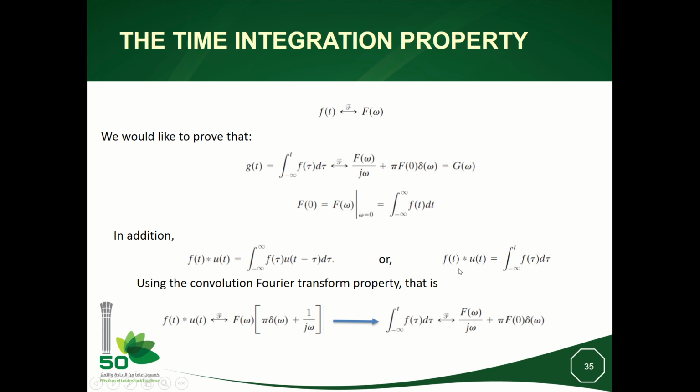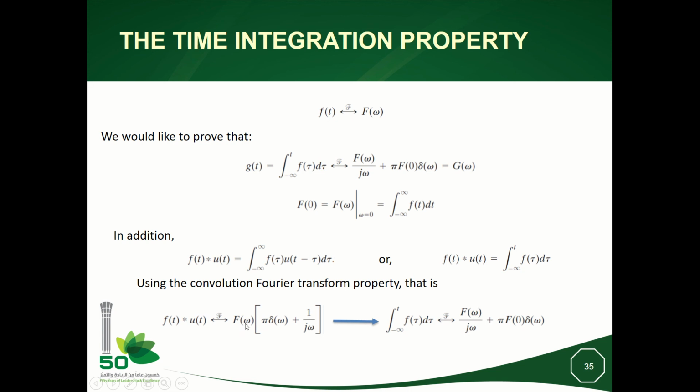And we know that the Fourier transform of the convolution is the product of the Fourier transform of f(t) times the Fourier transform of u(t). And this is what we are seeing here. So convolution in time results in multiplication of the two spectrums in the frequency domain. So f(t) gives F of omega, and u(t) gives the Fourier transform between brackets.